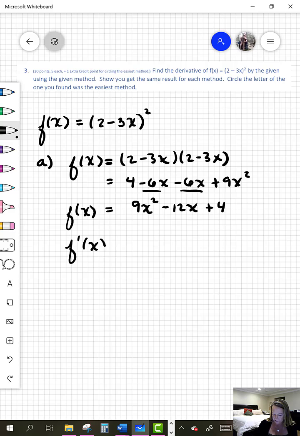Now it's in the form where we can go ahead and take the derivative. Let's bring our power down front: 2 times the coefficient in front, 9, gives us 18. Subtract 1 from our exponent, so the derivative of 9x squared is 18x. The derivative of negative 12x: bringing our power down front, which is 1, times that coefficient of negative 12 is negative 12. Subtract 1 from our power, the x goes away. And the derivative of a constant is 0. So f prime of x, you should have gotten 18x minus 12.